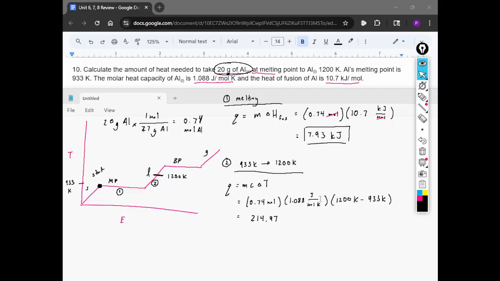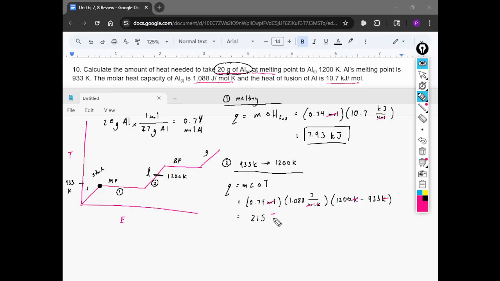So if you multiply this out, you should get 214.97, about 215. Everybody good with that calculation? Okay, what's the unit of measurement for this number? Joules. If you cancel out the units of measurement, the moles cancel out, the Kelvins cancel out, you're left with joules.